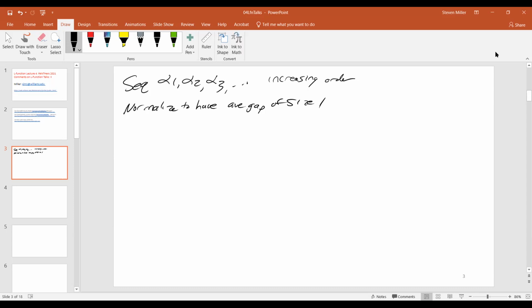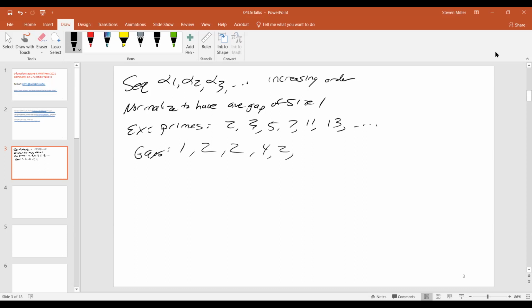So for example, if we look at the primes, you get 2, 3, 5, 7, 11, 13, and so on, and you get as gaps 1, the lone odd number, then 2, 2, 4, 2, and so on. So pi of x is the number of primes p less than or equal to x. It's approximately x over log x.